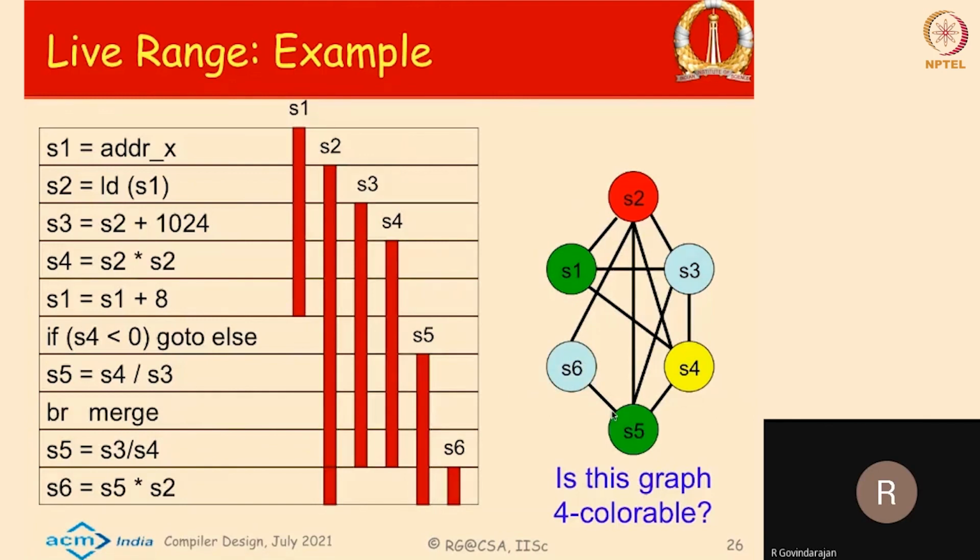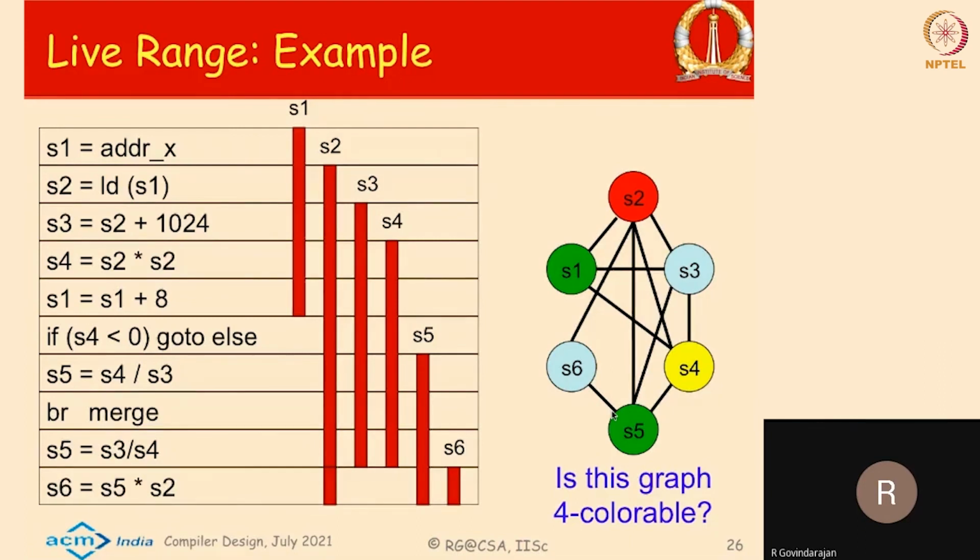Note that S1, S2, S3, S4, they all have different colors because they are adjacent to each other, right? You can see that there is a clique between S1, S2, S3, S4. Each one of them is adjacent to every other of these 3 nodes, and therefore they are given 4 different colors. S5 is given green because S5 is not adjacent to S1, which is given the green color. S6 is given blue because it's not adjacent to S3.